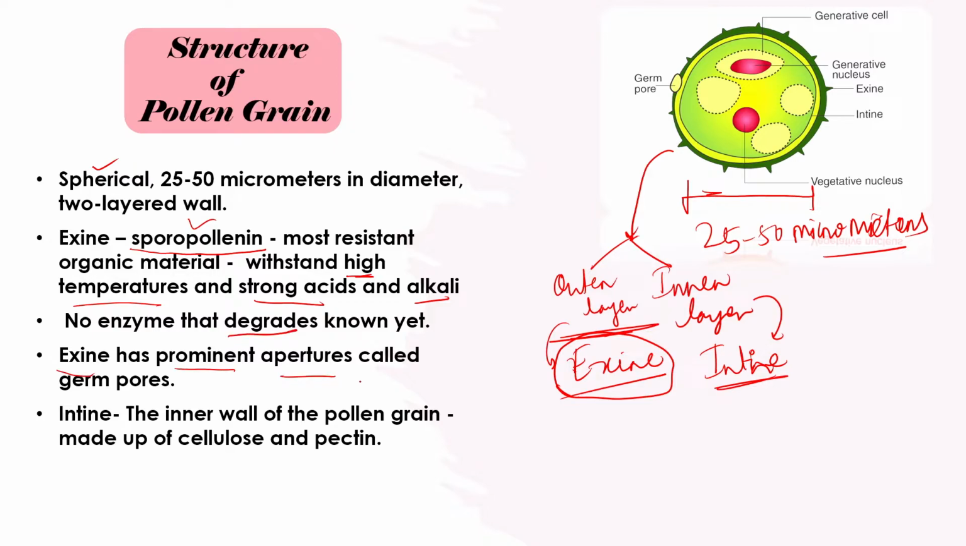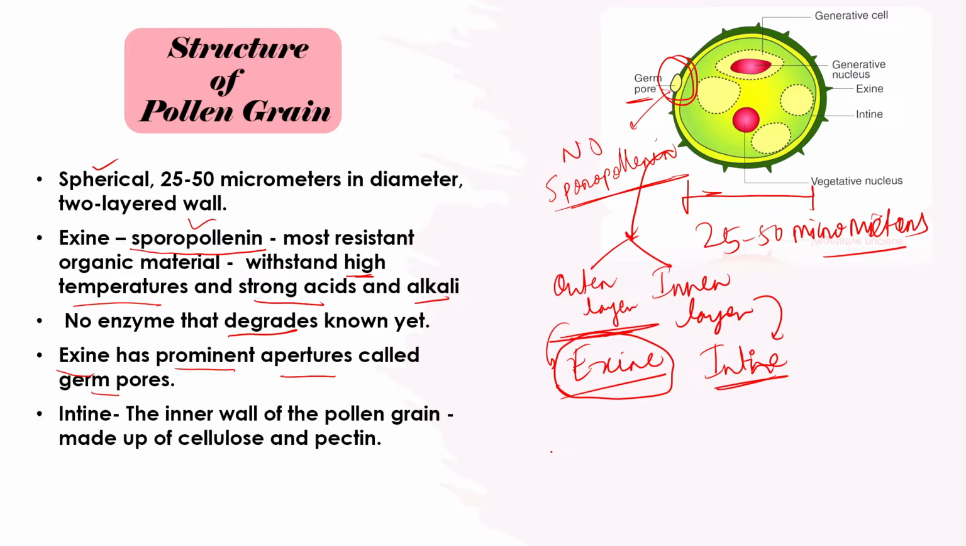This exine has a prominent aperture called the germ pore. This structure here is called a germ pore. In this region of the germ pore there is no sporopollenin. As a result, the intine grows out of it and forms the pollen tube.